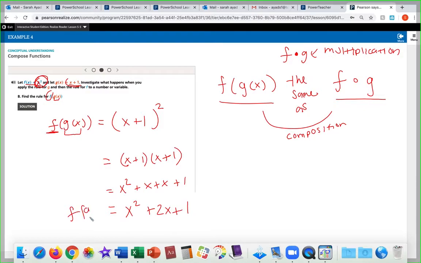And this represents f of g of x. Now, I'm going to add on a question because I know it was mentioned in the beginning of this section. What is the domain here?